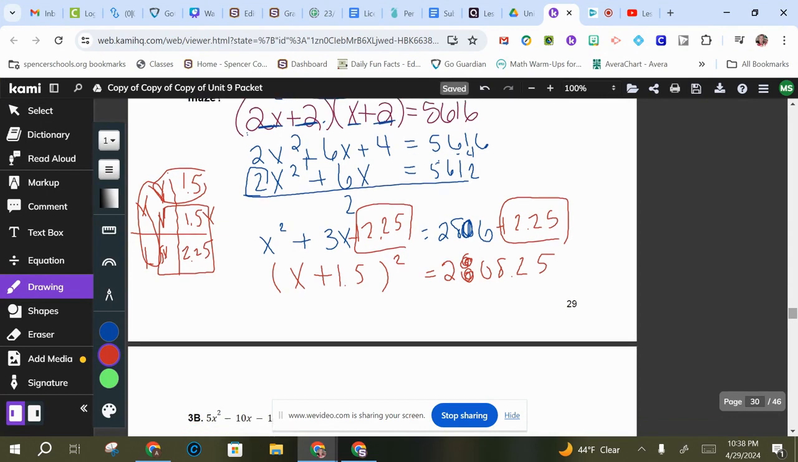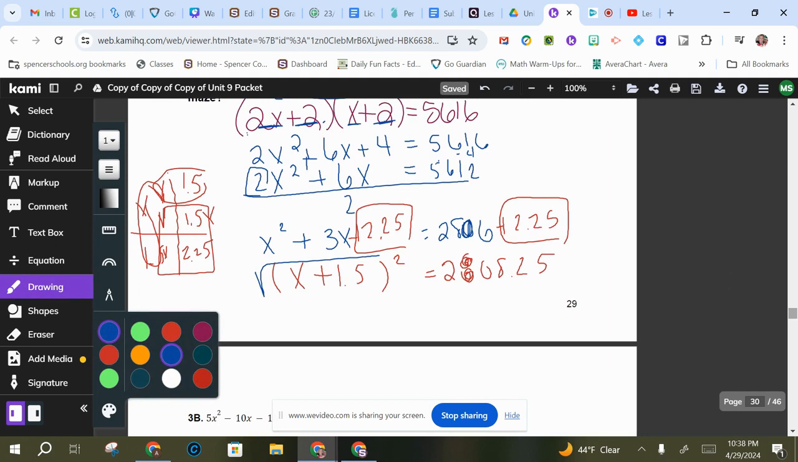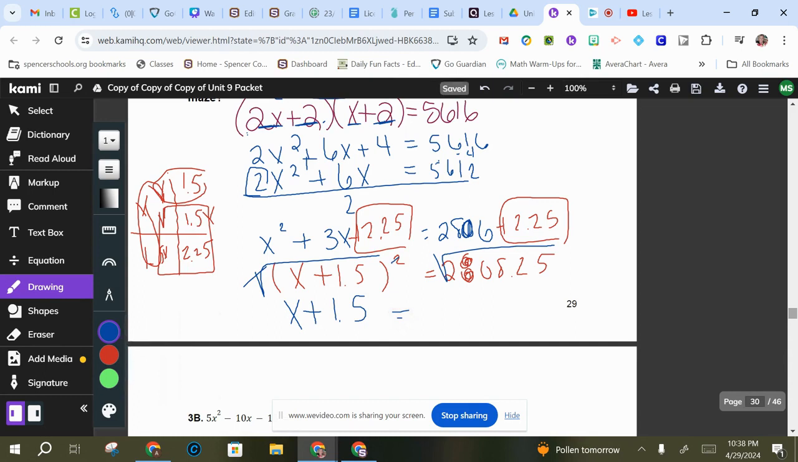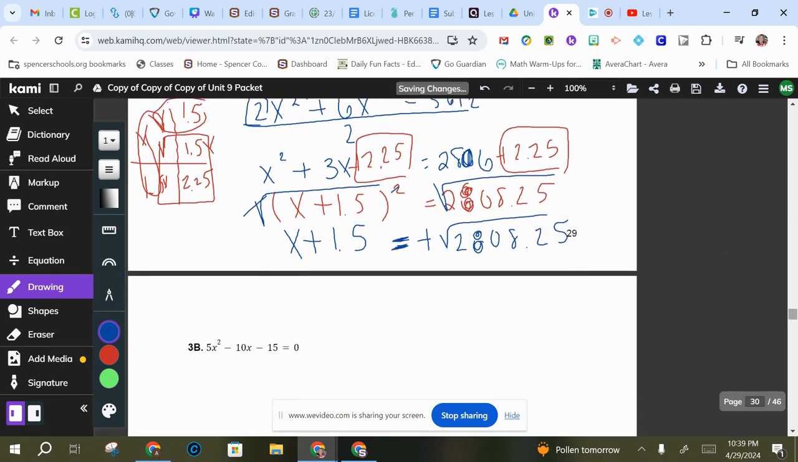And then I'm going to go ahead and square root both sides. So if I square root both sides, I get x plus 1.5 on the left side, because the square and the square root cancel each other out. I'm going to check quick if that's a perfect square. Throw it in my calculator. It is not. Now, I can put plus and minus because mathematically it's both positive and negative, but since a negative doesn't make sense for a length, I'm just going to use the positive side. So this is the positive square root of 2,808.25.